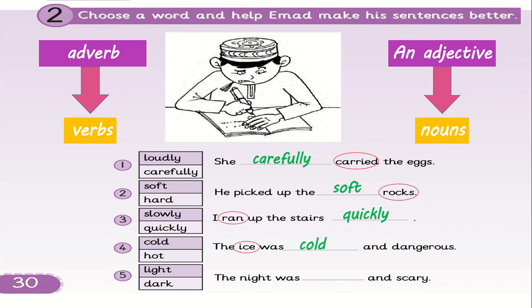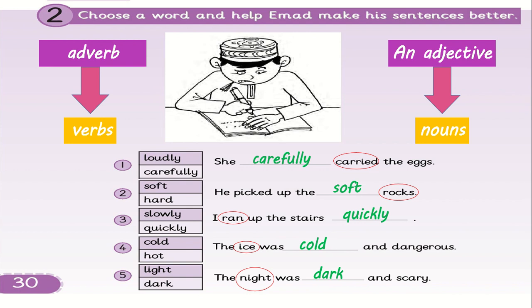The night was, is it light or dark? What do you think, my students? The night, will it be light or dark? Dark, teacher. Okay, so here we describe night. It is a noun, so we have to add an adjective. And it will be dark here. Okay, good. Excellent.